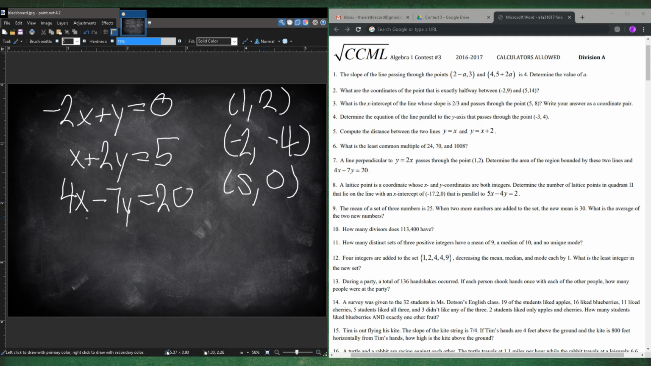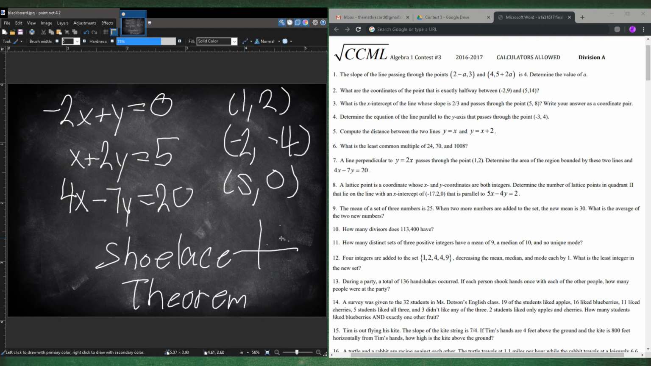So we're going to use something called the shoelace theorem. It basically gets the area from the points. If you have 3 points, it gets the area inside, and if you have 4 points, it does the same. Just make sure that it's not crossing over. So that's what we're going to do in here.